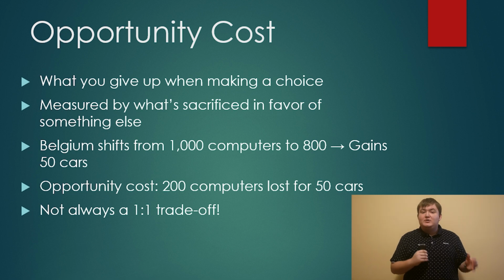Belgium's 2 hypothetical extremes on this PPF curve are 1,000 computers and 0 cars, or 0 computers and 250 cars. Their opportunity cost of producing those 50 extra cars is the 200 computers that Belgium had to give up. Now, as you saw in that example, the trade-off was not one-to-one, and that's going to depend on how specialized the resources of each individual country are.